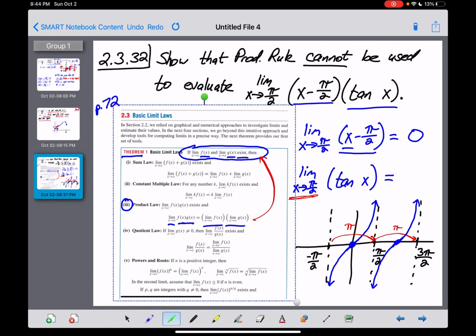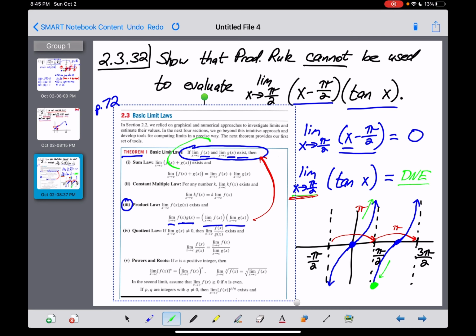As x approaches pi over 2 from the left, I might start this big fat dot right there, and as I move it closer and closer to pi over 2, you can see that my y value is approaching positive infinity. However, as I jump over to the right of pi over 2, and now I start approaching pi over 2 from right to left, my y value is approaching negative infinity. Since the left-hand limit appears to be positive infinity, and the right-hand limit appears to be negative infinity, the left and right-hand limits at pi over 2 do not agree with one another, and therefore we would say that the limit does not exist as x approaches pi over 2.